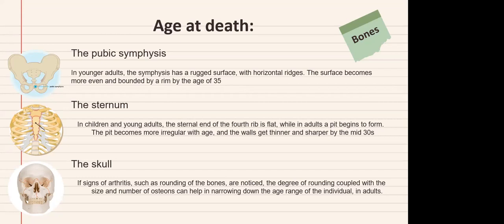Last is the skull. The sutures of the skull can also help in estimating the age, but not as precisely as the pubic symphysis and the sternum. If signs of arthritis, such as rounding of the bones, are noticed, the degree of rounding coupled with the size and number of osteons can help in narrowing down the age range of the individual in adults. Next slide.